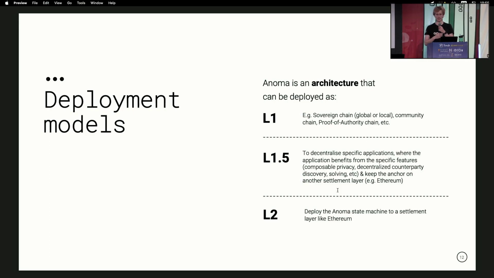One of the cool things here is that Anoma is an architecture. It's not a specific deployment model. You can take Anoma as an architecture and deploy this as an L1, as a globally decentralized L1 run by a global community. You can decide to take Anoma as an architecture and deploy this as a proof of authority chain to run commerce in New York. You can decide to deploy this as an L2 to Ethereum or to some other existing settlement layer. But the nice thing is you still get total composability over all the intents, because you have one global intent pool that connects all these different deployments of one architecture.